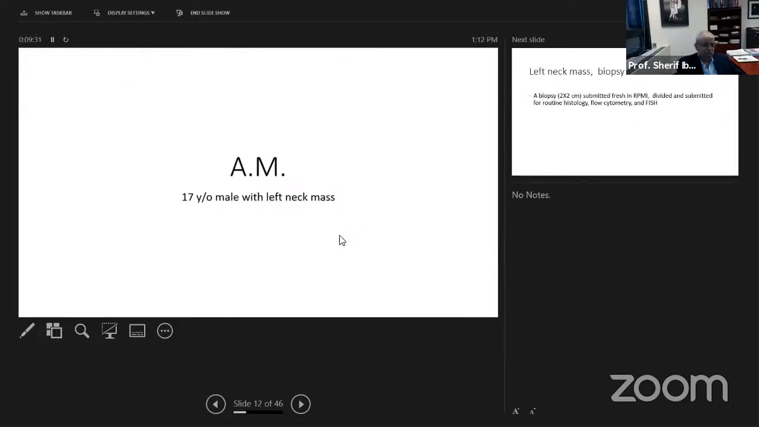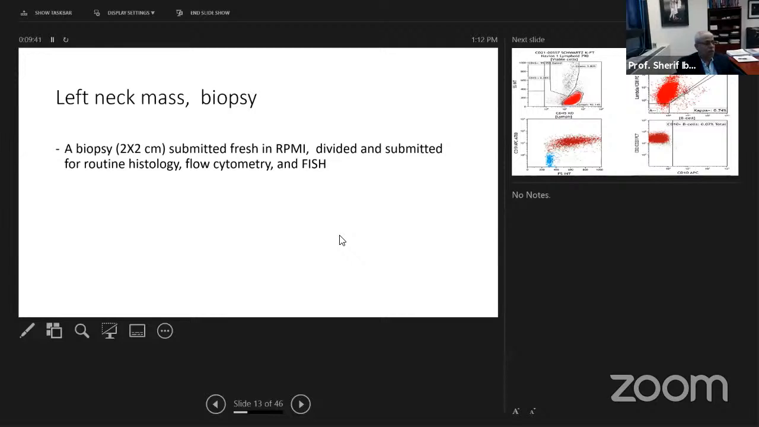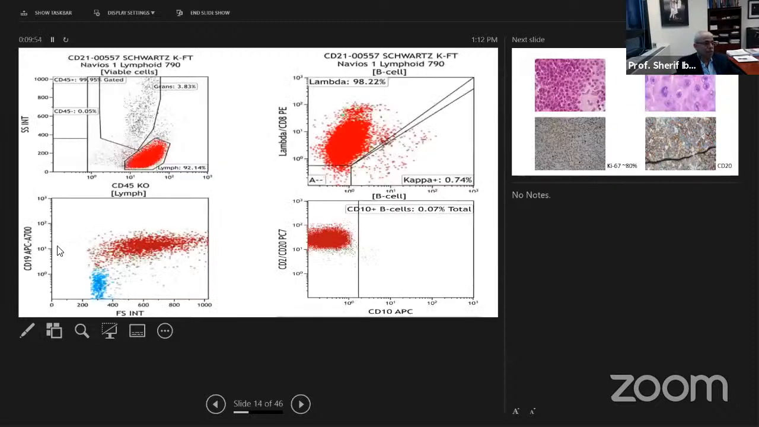So how do we use that to diagnose lymphoma nowadays? Let's go over cases. AM is a 17-year-old male with a left neck mass who got an excisional biopsy, 2 by 2 centimeter, submitted to us in RPMI. We divided it, took a piece for routine histology in formalin, a piece for the flow lab, and another piece for FISH study. Flow cytometry, within the hour we have results.